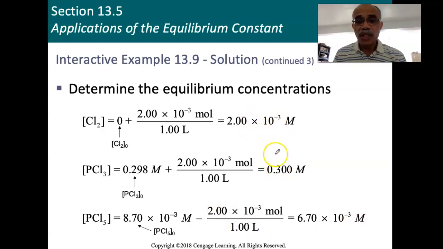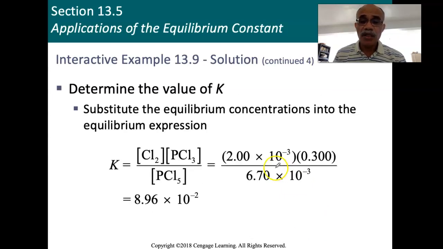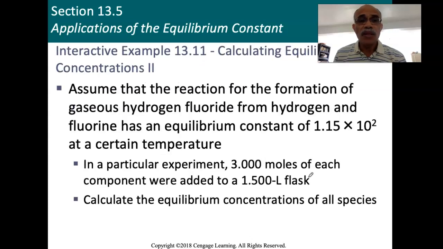So apply that. Now we can set it up. Evaluate these values. So this becomes 2 times 10 to the negative 3. Here is 0.3, and this one is 6.7 times 10 to the negative 3. So substitute that into the K expression. We will get the value of K, which is 8.96 times 10 to the negative 2. So it's a simple substitution of the values that we have evaluated. So we get now the value of the equilibrium constant.